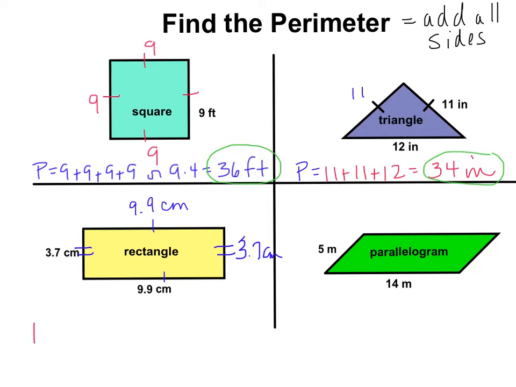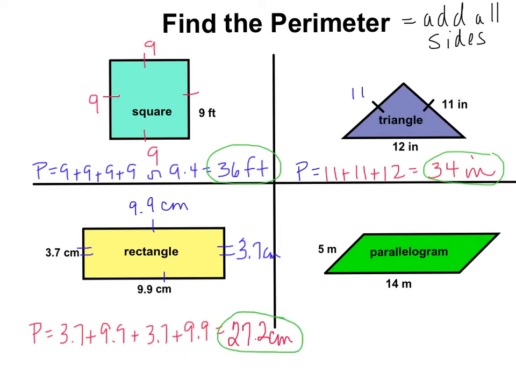So to find the perimeter, I'm going to add all of the sides. 3.7 plus 9.9 plus 3.7 plus 9.9 is equal to 27.2 centimeters. Let's finish this up with the parallelogram.